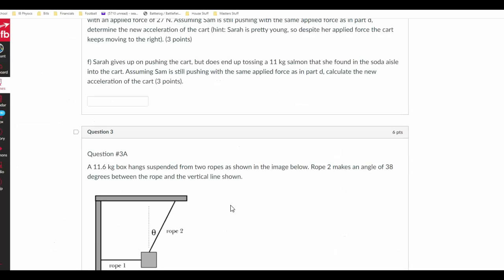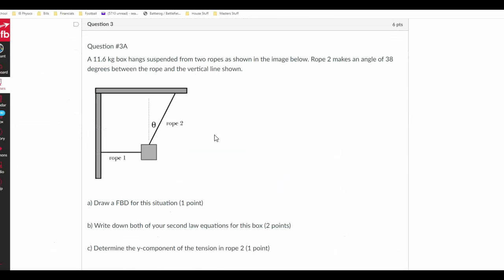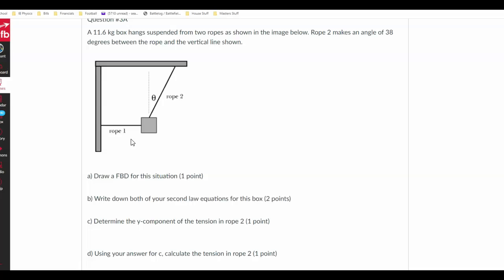Okay, and then finally, question 3. We have a 11.6 kilogram box hangs suspended from 2 ropes as shown. Rope 2 makes an angle of 38 degrees between the rope and the vertical line shown. Okay, so A says draw an FBD for the situation.